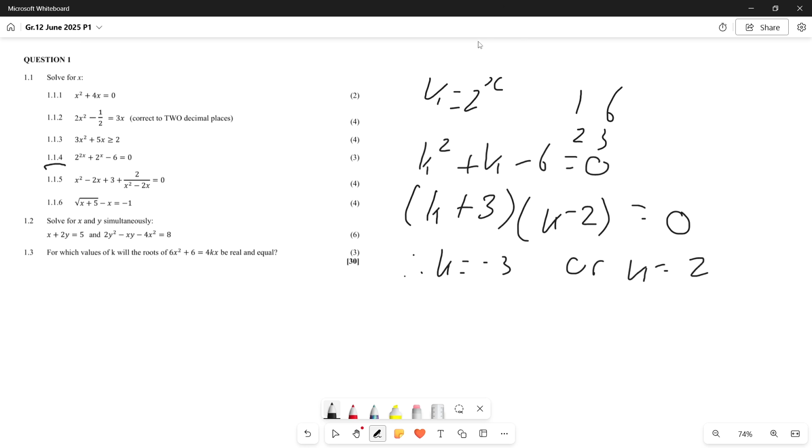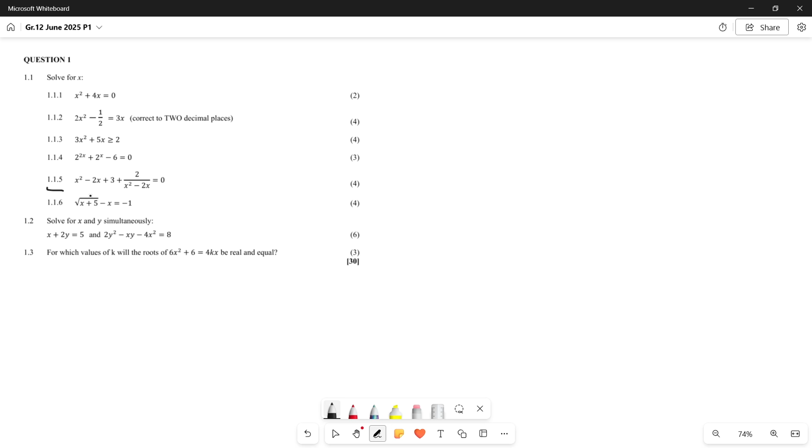So at this stage, when we plug our 2 to the x back in, 2 to the x equals -3. This is unsolvable because it is not the same base, but the main component is that it is negative. If this is negative, this guy will always not be equal. And then k equals 2. When we plug our 2 to the x back in where k used to live, we have 2 to the x equals 2. And therefore, this guy had a 1 living up there. Therefore, x can and does equal 1. Great, so we have question 1.1.5 at the moment.